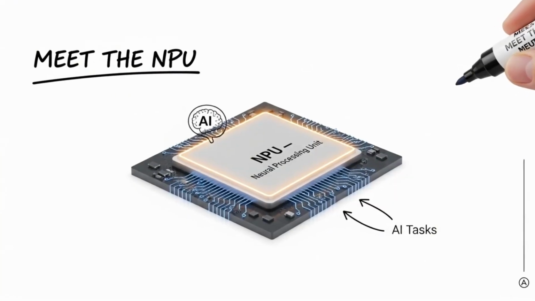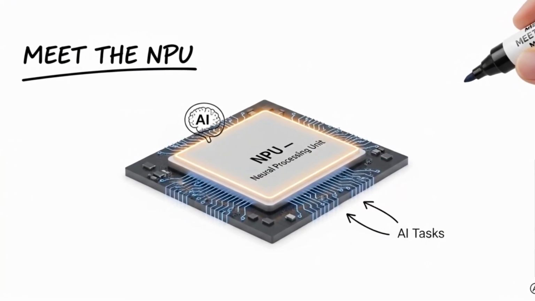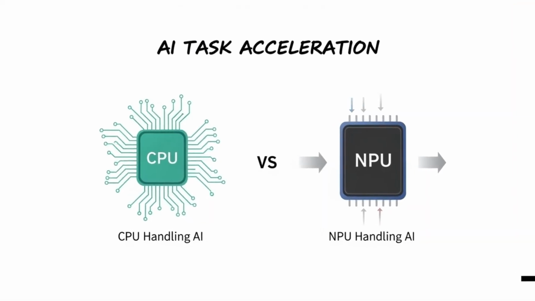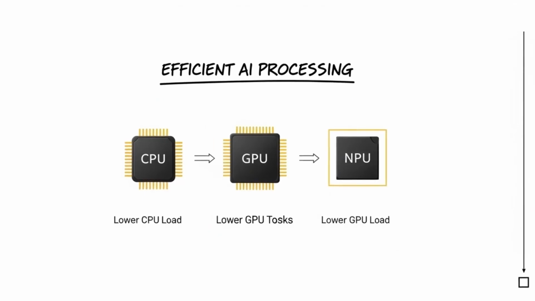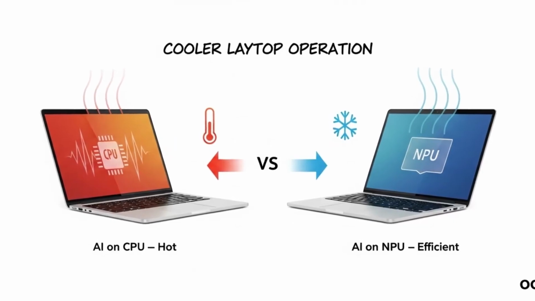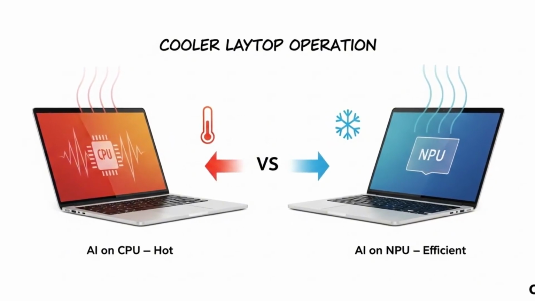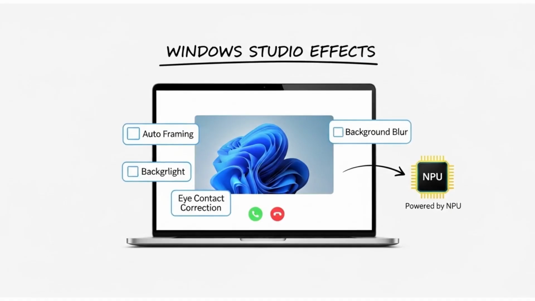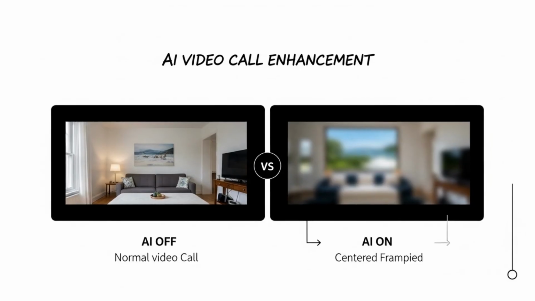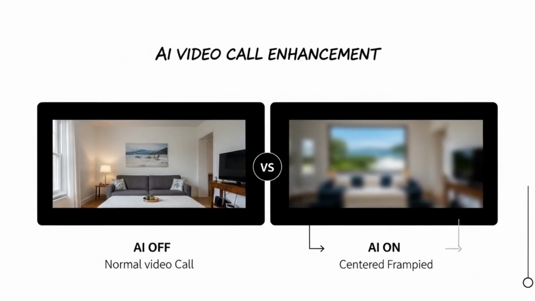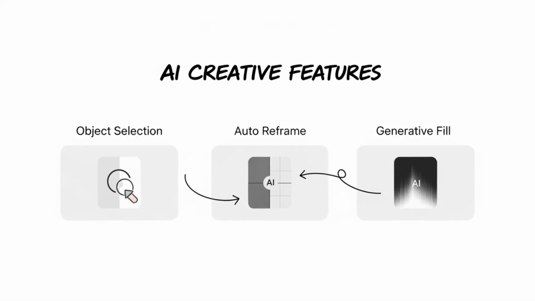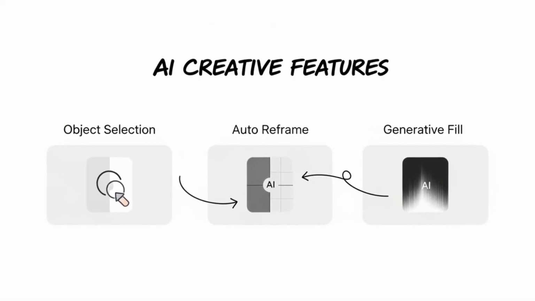The NPU is a specialized engine designed to accelerate artificial intelligence tasks locally on your device. Instead of burdening the CPU or GPU with these processes, the NPU handles them with remarkable efficiency. In practice, this means your laptop can run AI-powered features without getting hot or draining the battery. For instance, during a video call, the NPU can power Windows Studio effects to automatically frame you, maintain eye contact, and blur your background. In creative applications like Adobe Photoshop or DaVinci Resolve, it accelerates AI-driven features like object selection, auto-reframe, and generative fill.